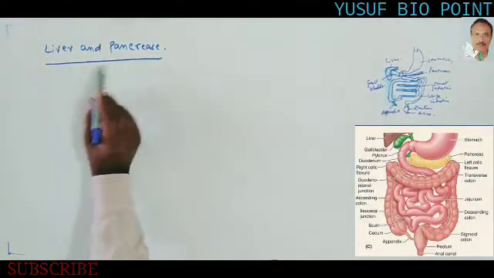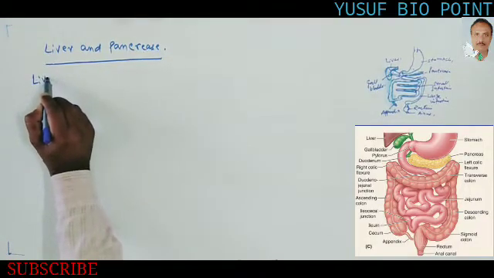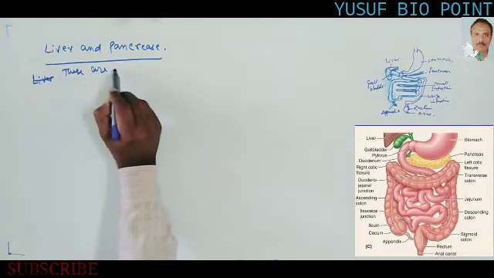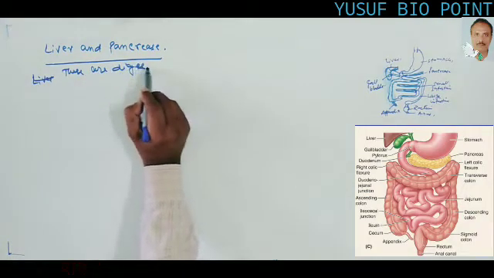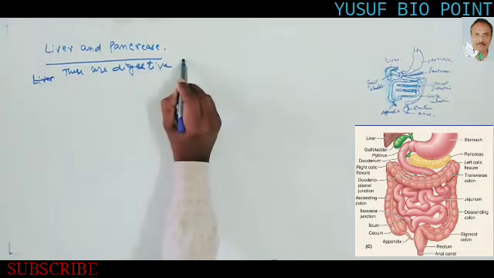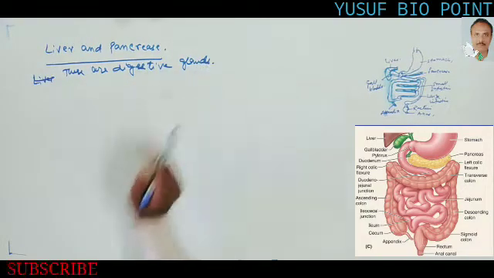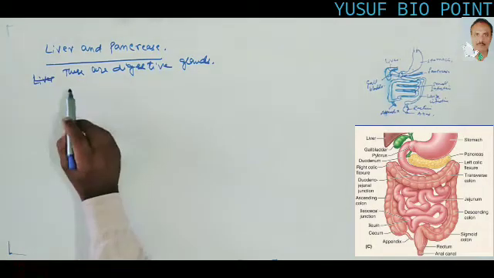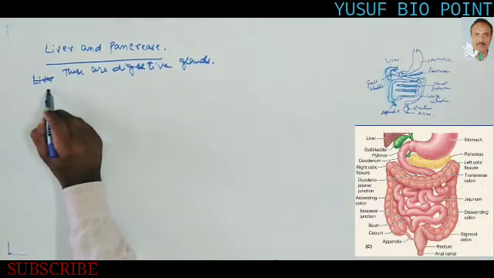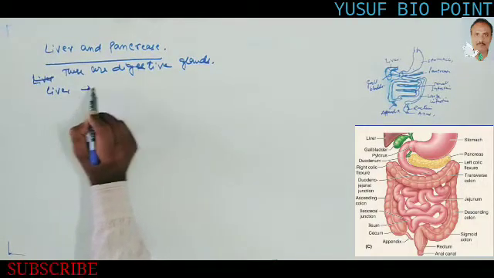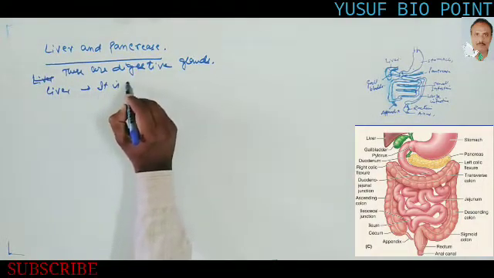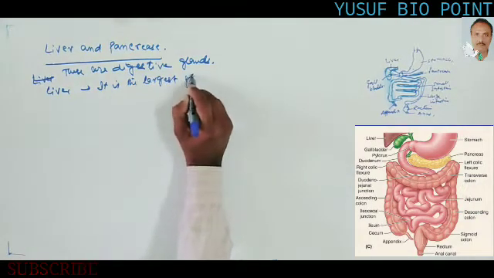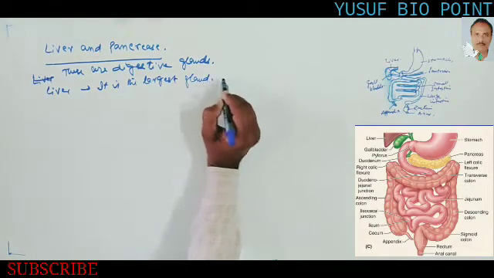Now liver and pancreas. These two are digestive glands. They secrete their product in the small intestine, which is helpful in the process of digestion. First one, about the liver. It is the largest gland of the body.